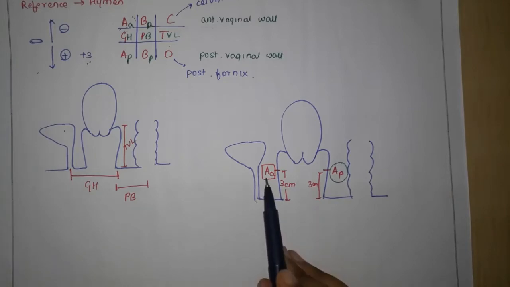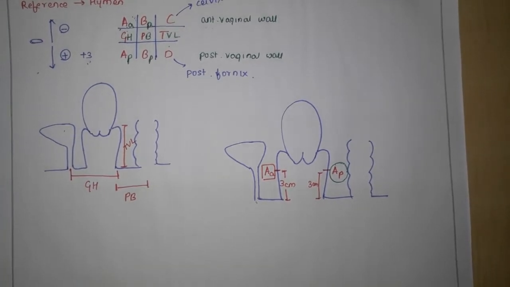See, point A: AA and AP are both fixed points. So these can be measured, or should be measured, first. After you completely reduce the prolapsed uterus, you mark this point AA on the anterior vaginal wall, that is 3 centimeters, and you mark this point AP first.